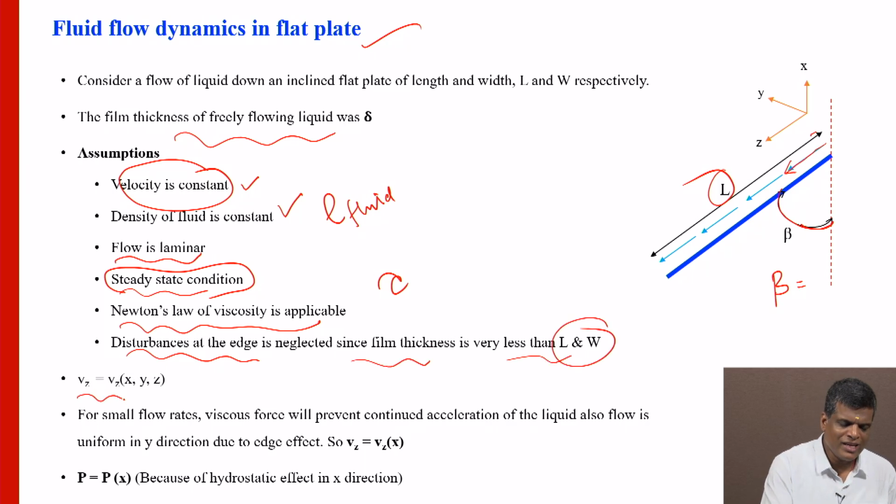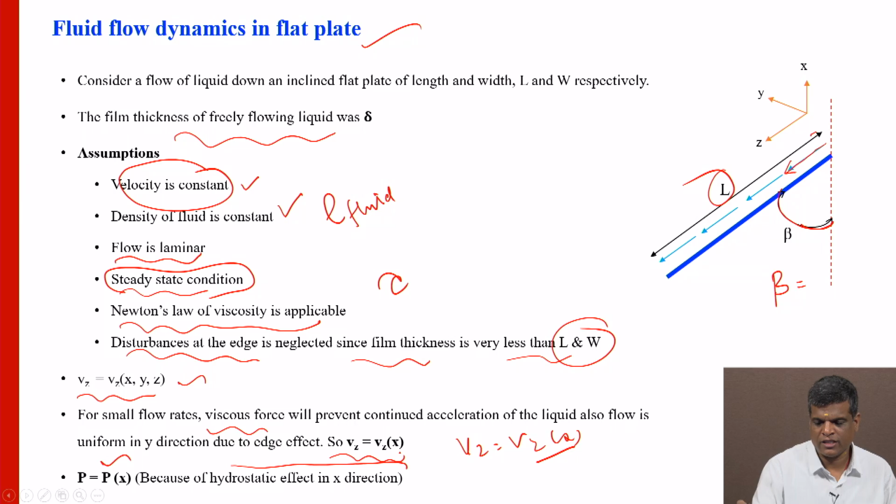So, here Vz is a function of x, y, z. That means the velocity depends on all three directions. For small flow rates, we can write Vz as a function of x only. In the same way, the pressure P equals P of x, because of the hydrostatic effect in only the x direction. So, we are giving here P equal to P of x.